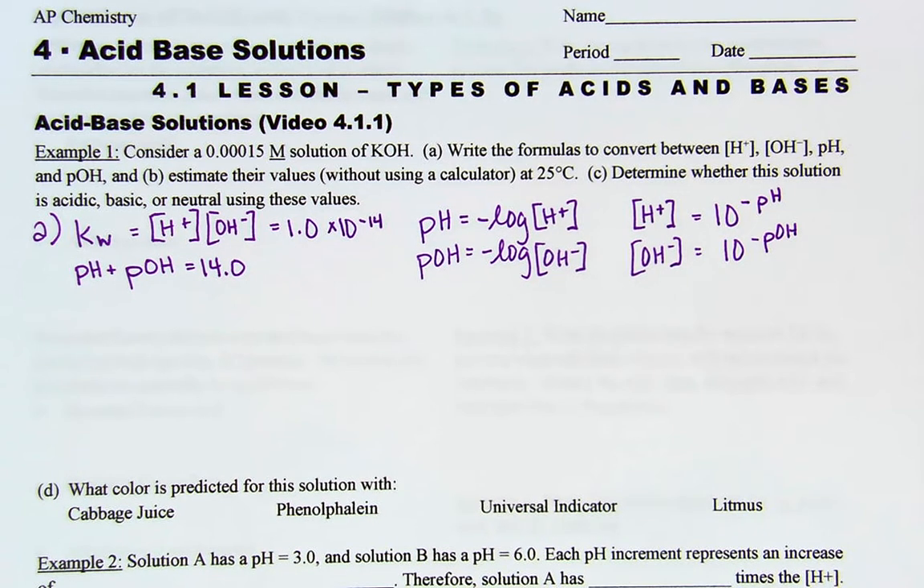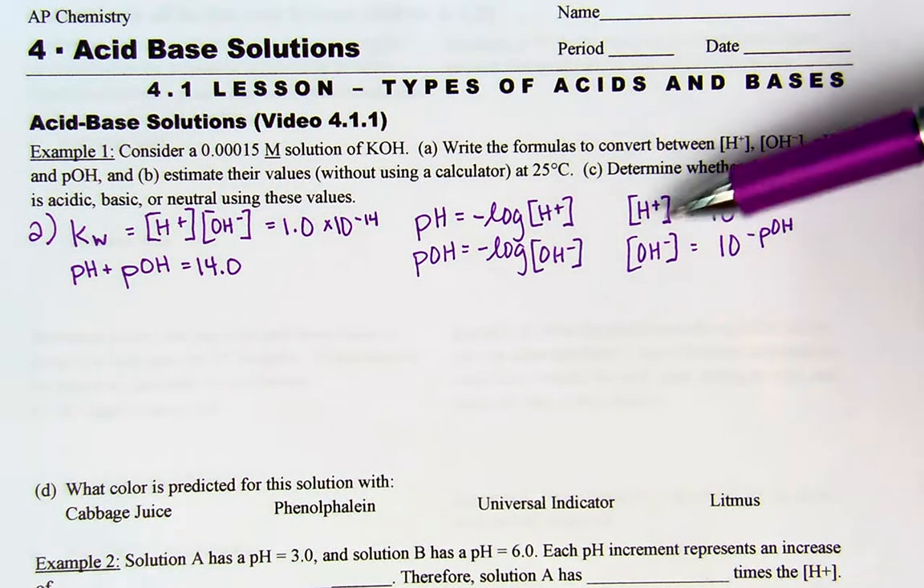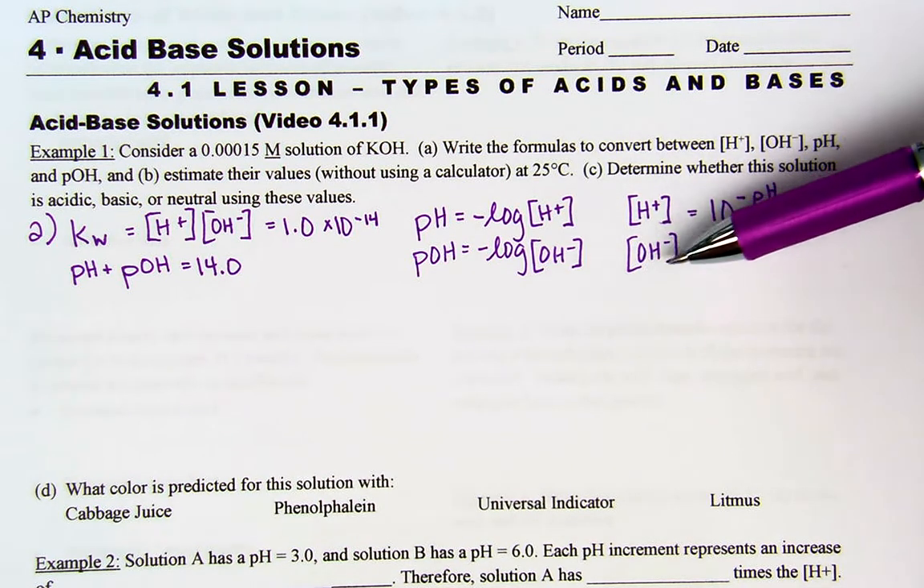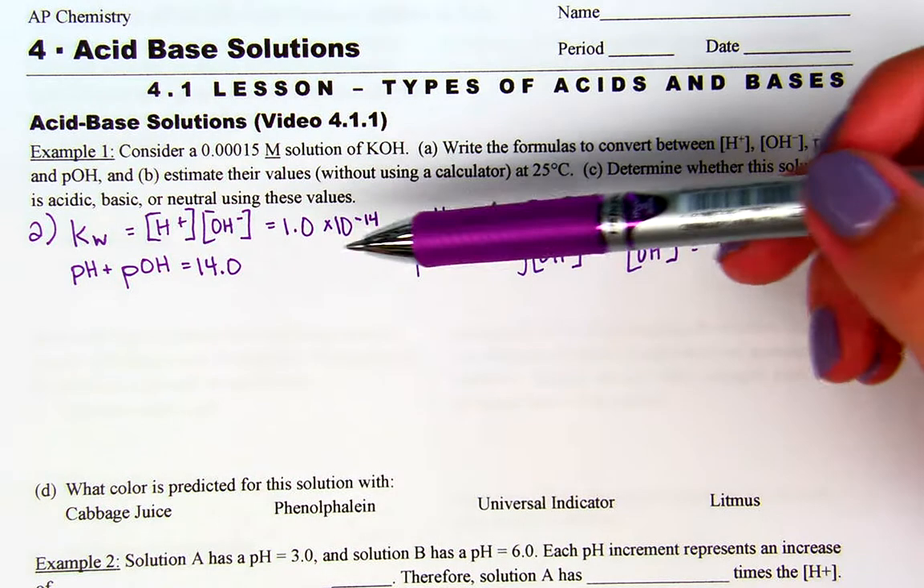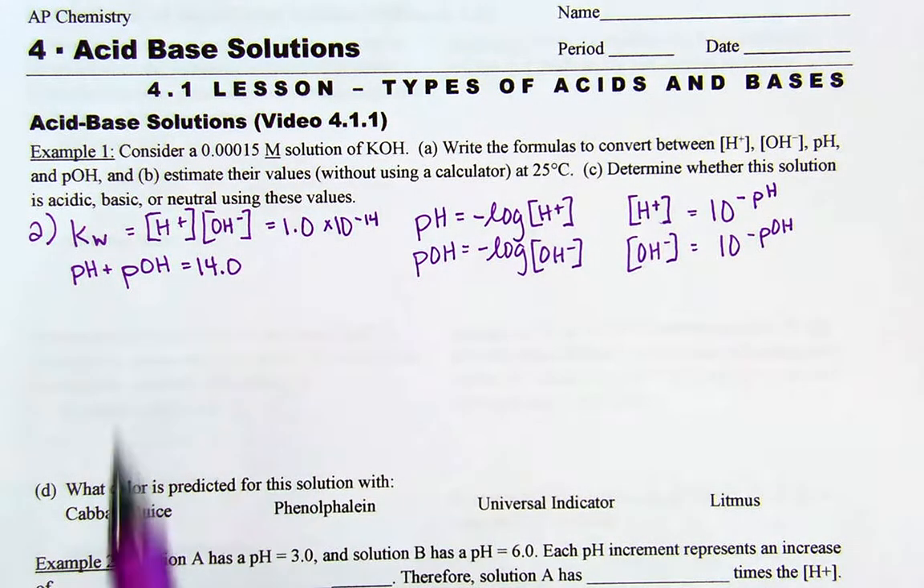So you can convert from one of these. If you have one of them, you can convert to all of the other ones, and you can find everything. So if you have the concentration of hydrogen ions, you can find the pH. From the pH, you can find pOH. From pOH, you can find the concentration of hydroxide. You can get the K value, everything from just one of these values. Okay, so that was part A.